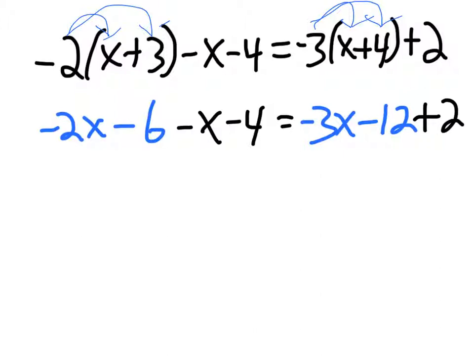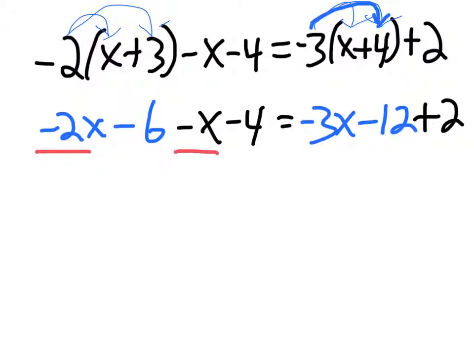Remember, I'm just watching my signs. I'm always going to have a minus sign if the number is supposed to be negative, as in the case of this -3 times a positive 4. Negative times a positive makes a negative. Now that we used the distributive property, let's combine like terms.